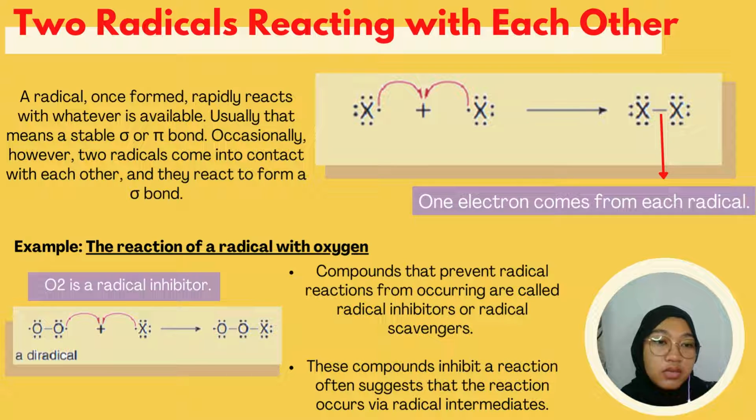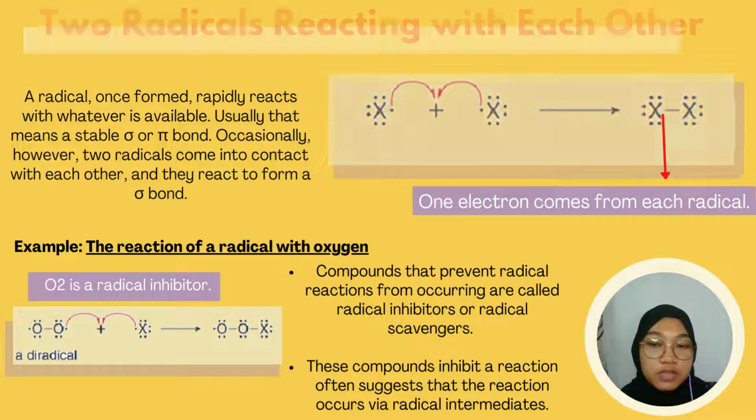In this case, the reaction of oxygen with X forms a new radical, thus preventing X from reacting with an organic substrate. Compounds that prevent a radical reaction from occurring are called radical inhibitors or radical scavengers. The fact that these compounds inhibit a reaction often suggests that the reaction occurs via radical intermediates.